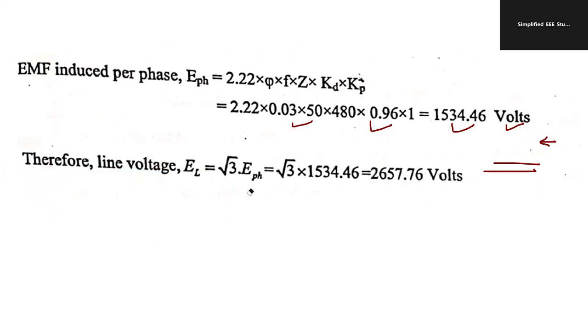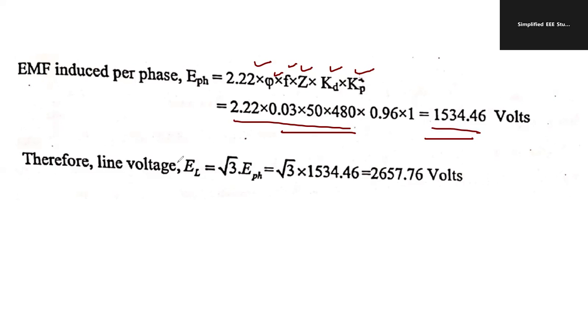The EMF induced per phase is given by E phase. So you can note down the formula, which I already explained: 2.22 phi into F into Z into Kp into Kd. I have written Z because the question is given in terms of Z, not in terms of T phase. If it is in terms of T phase, you need to write the equation as 4.44 F phi T phase Kp Kd. Now please substitute accordingly.